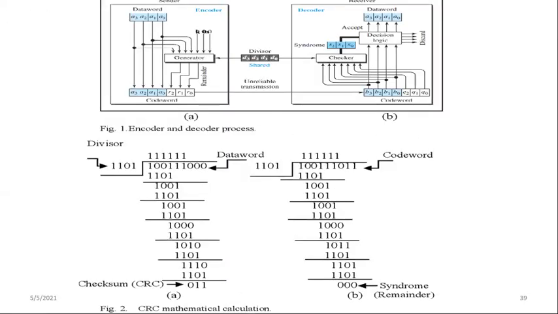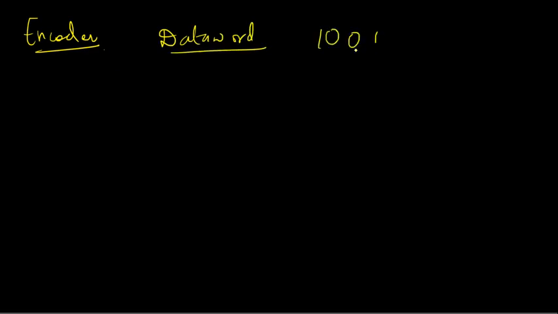So now for the same, we will take another example and try to perform the division in the CRC encoder. So we are first doing the encoder side. First and foremost, what is our data word? The data word is 1001.